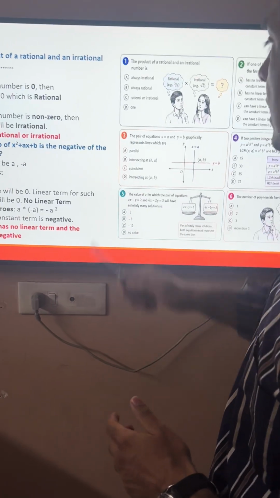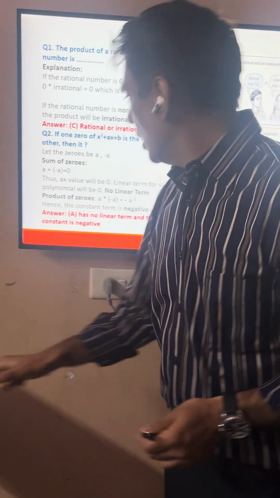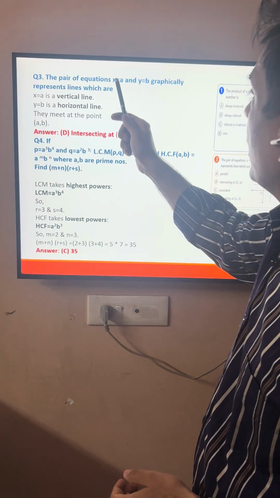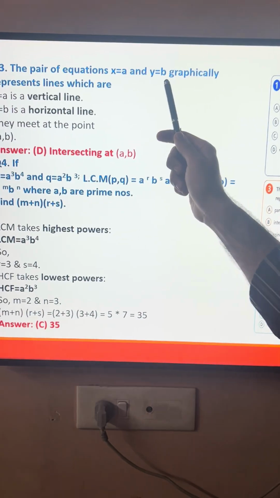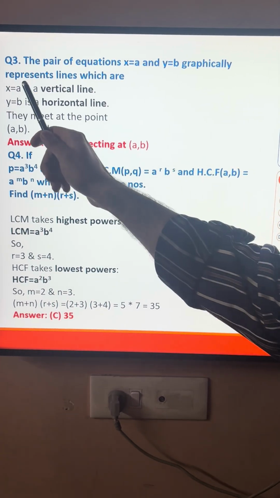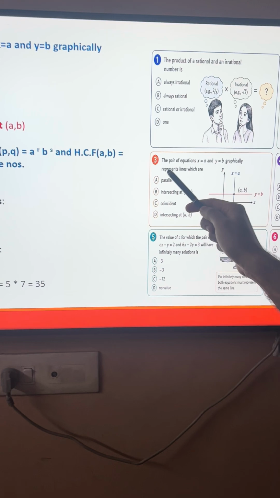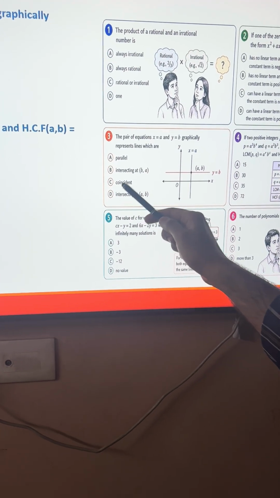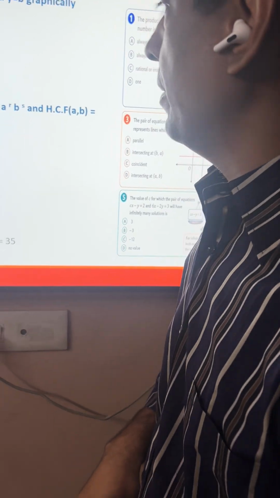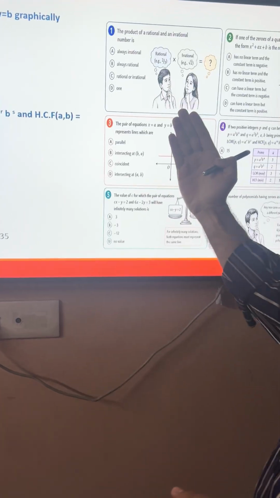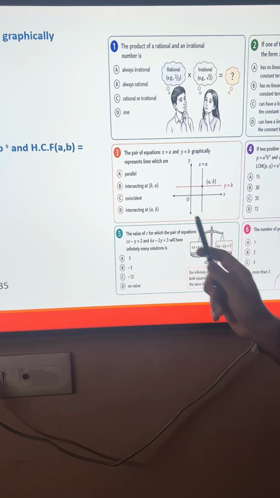Now see this, the third one. The pair of equations x is equal to a, y is equal to b, if represented graphically, then the representing lines are parallel, intersect at (b, a), coincident, or intersect at (a, b). So of course this figure will not be given to you. This is just to explain to you, right?